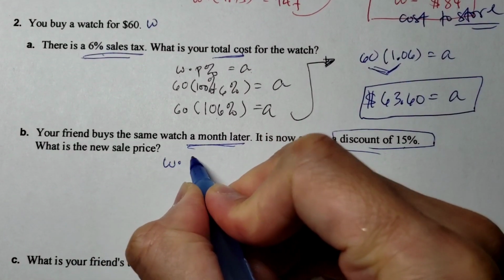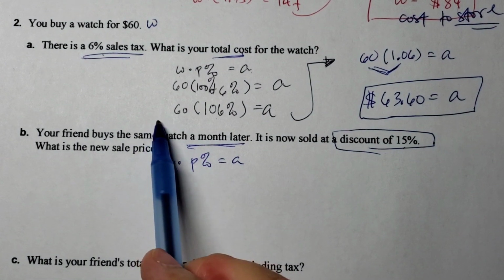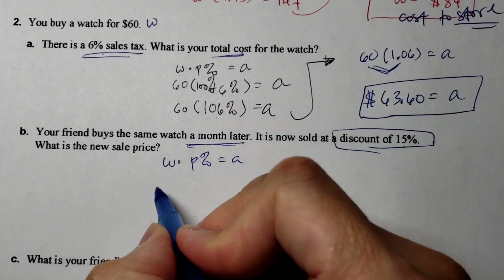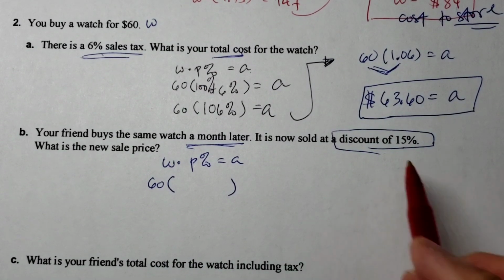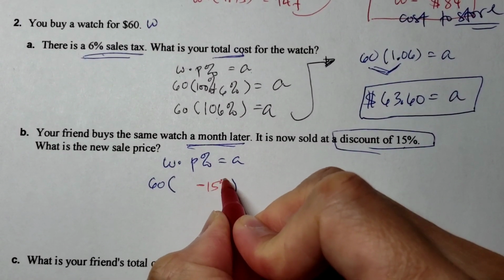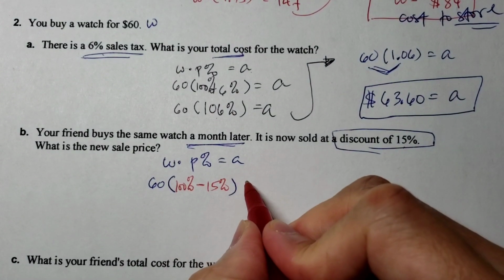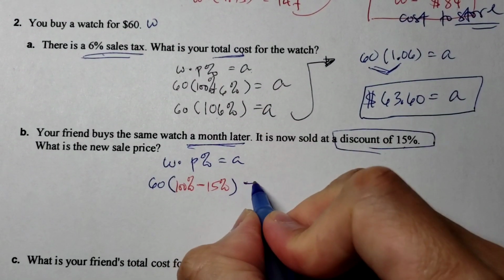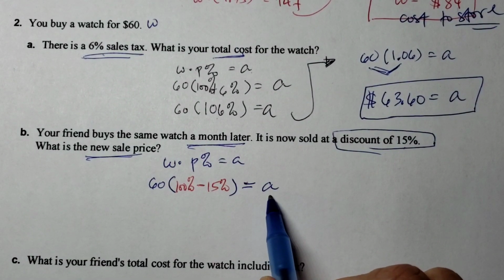Again, W times P is equal to A. Do we know the whole price? Yes, it is $60. So $60. And then for the percent, as I said, discount means to take away 15% from the full price, which is 100%. That gives us another pen, A, which is the new sale price. That's what we're looking for.